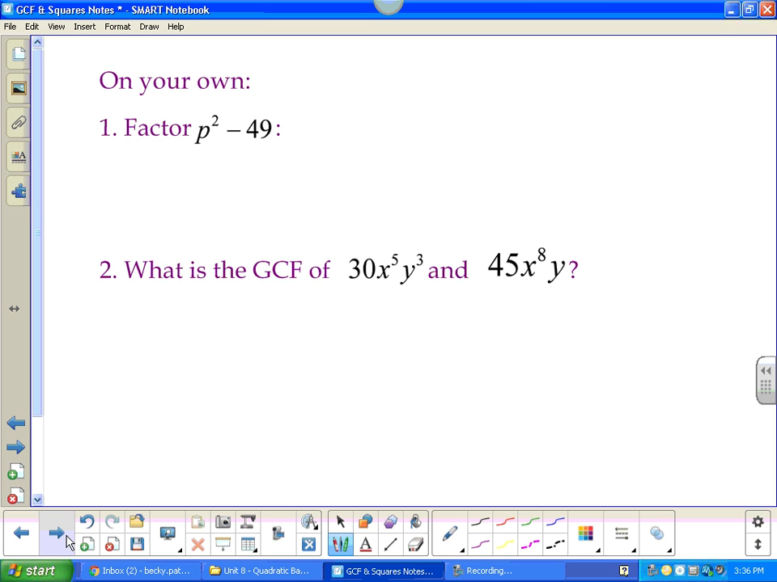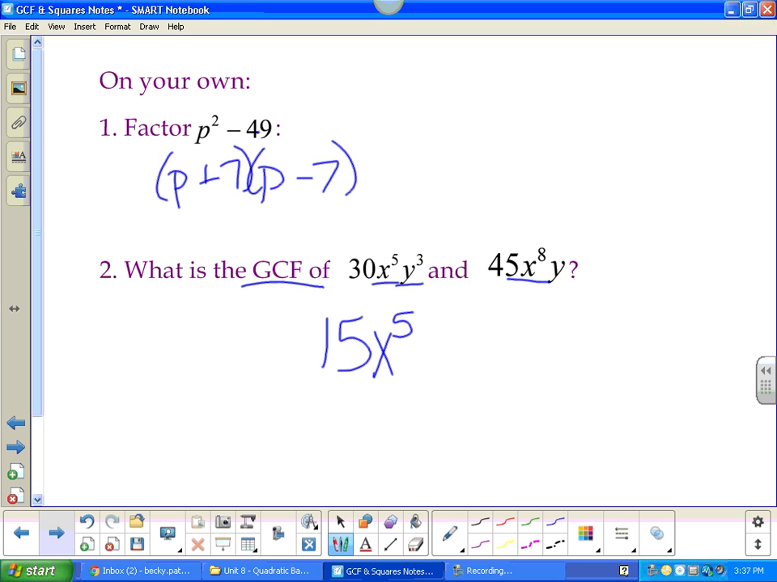On your own, so this one, now we've got to determine if it's a squares or if it's a GCF. This one's a squares because I have 2 terms with my minus sign. So that would be P and P, 7 and 7, 1 plus 1 minus. And this is what is the GCF, so I'm looking for the biggest number I can. Most common mistake here is people take out a 5, but you can actually go bigger. You can go 15. X to the 5th and x to the 8th, I always take the smaller one out. Y to the 3rd and y, that's going to give me a y. So that is my GCF.